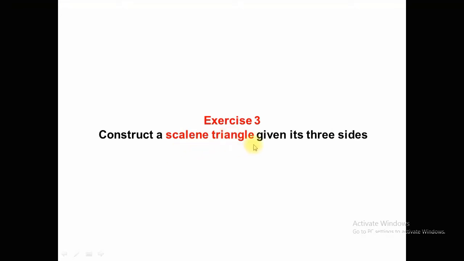In scalene triangle, its 3 sides are given. In the given data we have the measurement of 3 sides. Scalene triangle is that triangle in which the length of all 3 sides are different. This triangle is also called different sided triangle. Now how to construct different sided triangle?